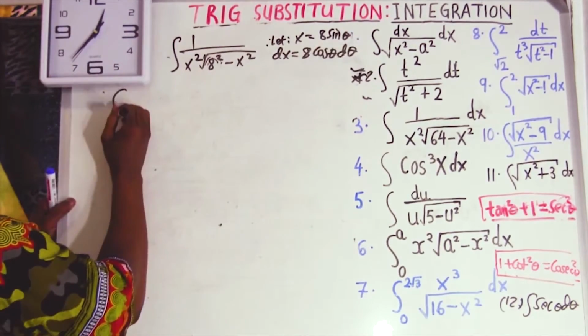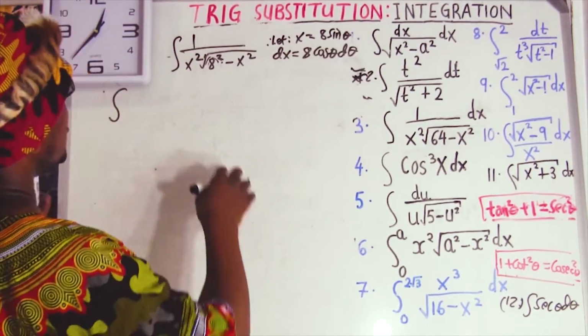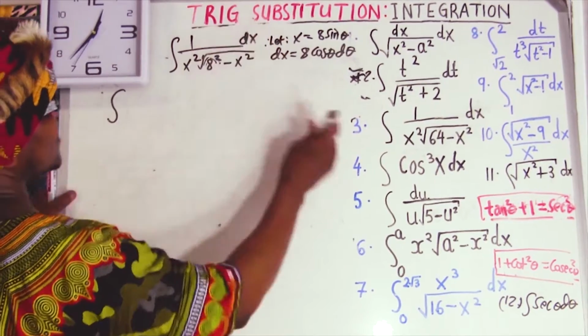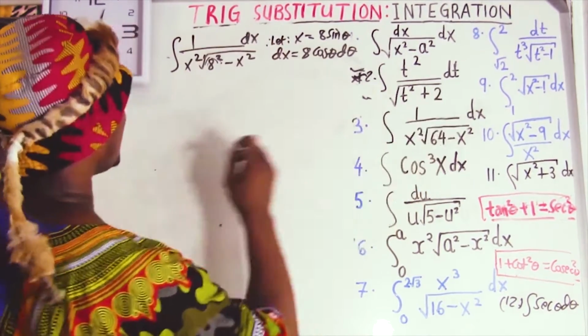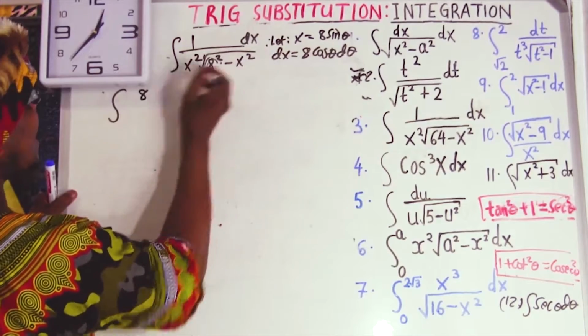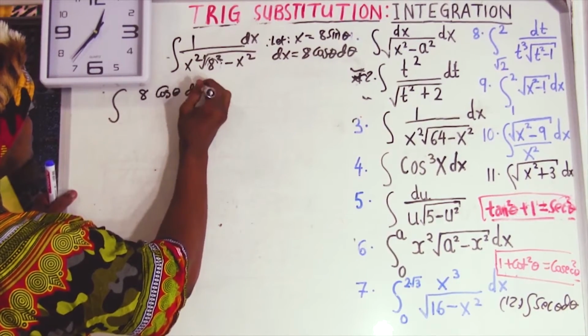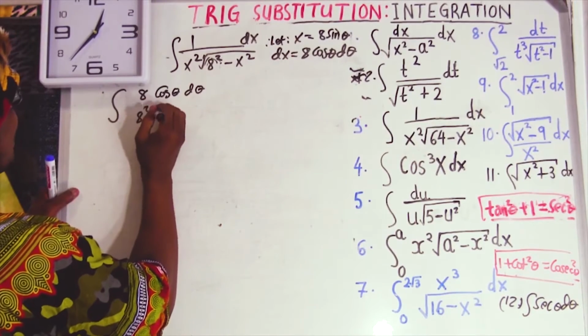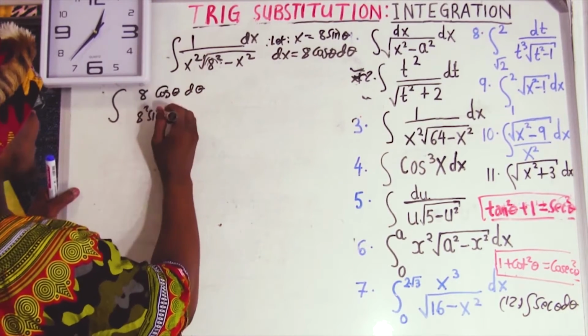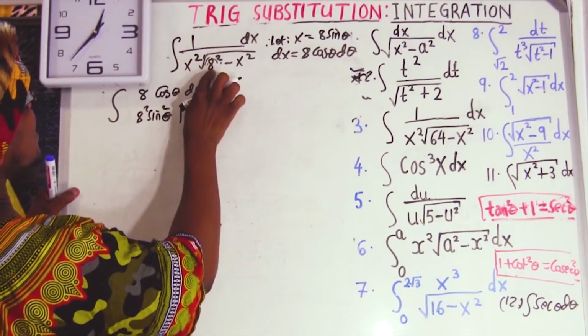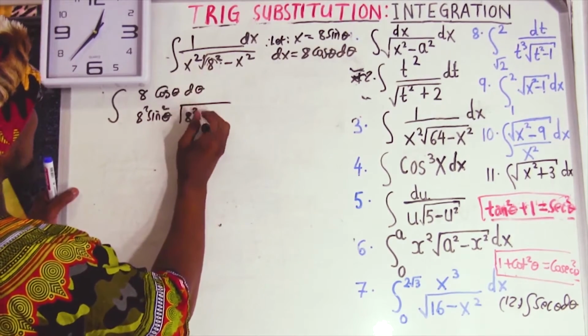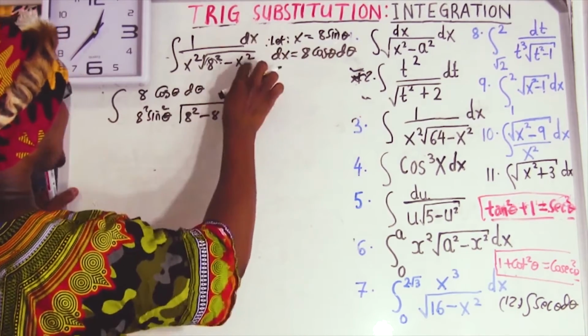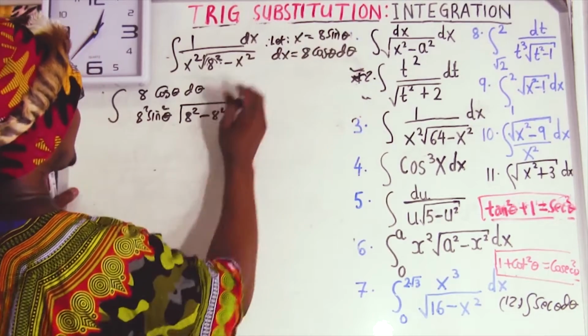So now the integral, let's go. Remember there's a dx here. What is dx? dx equals 8 cos theta d theta. What is x? x equals 8 sine theta, so x squared is 8 squared sine squared theta, because you square this. We must square it.